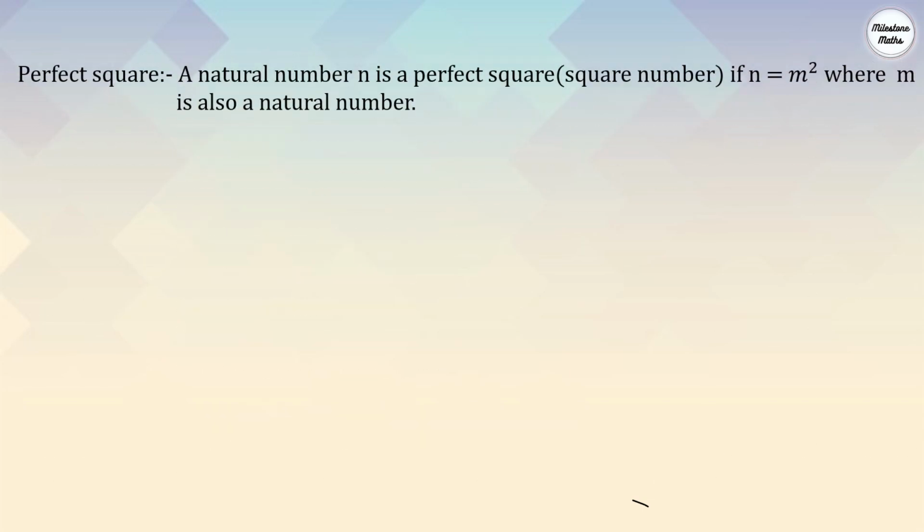Now let's see what is a perfect square. A natural number is a perfect square or a square number if you can write that number as a square of some other natural number. So here, if n equals m square, then n is called a perfect square.